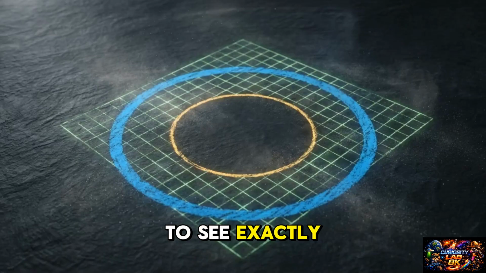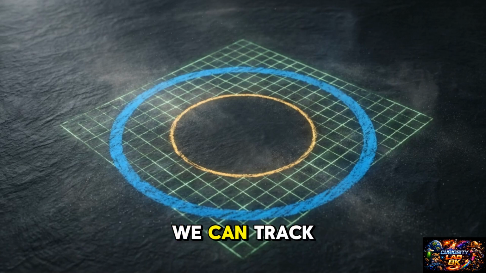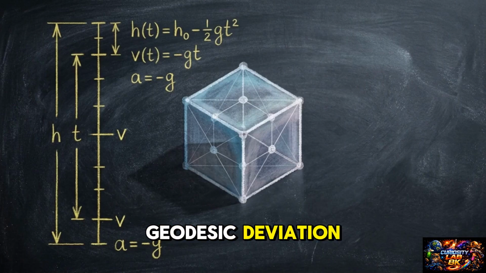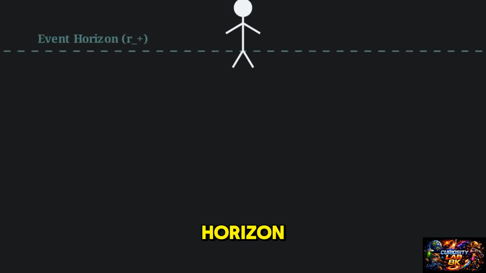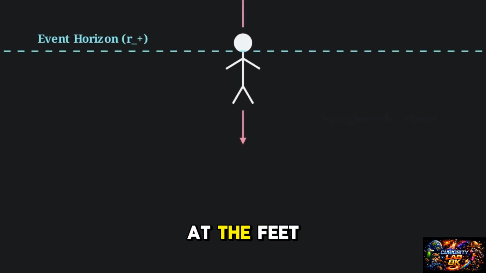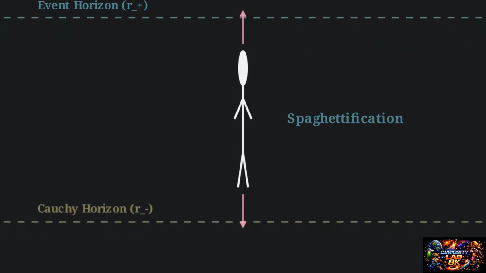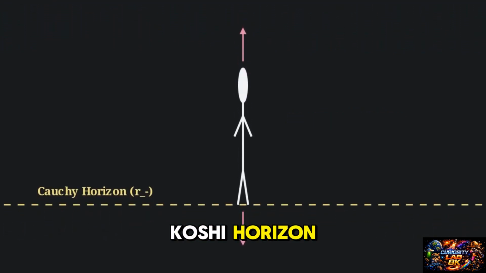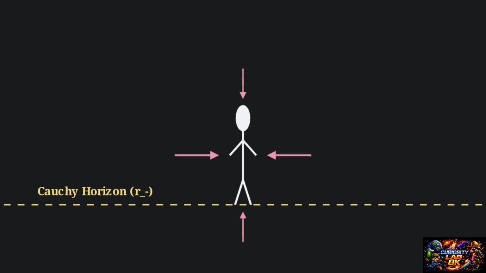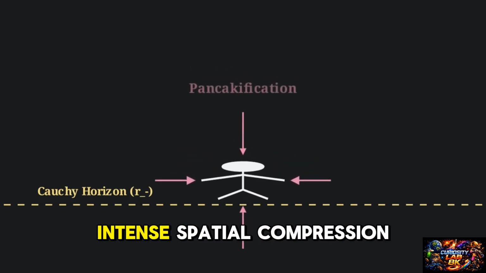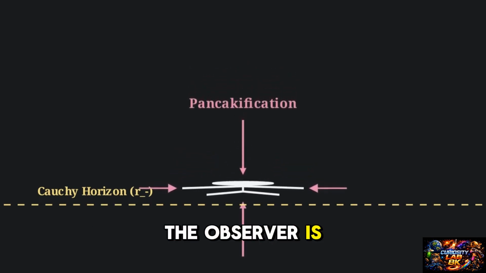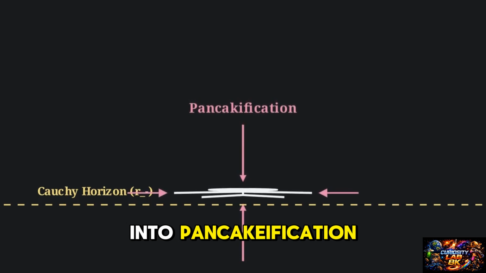To see exactly how this destruction occurs, we can track the equations of geodesic deviation for an observer in radial freefall. At the outer horizon, gravity pulls stronger at the feet than the head, stretching the observer into spaghettification. Approaching the inner Cauchy horizon, physical forces invert. Outward stretching becomes intense spatial compression. The observer is severely flattened into pancakeification.